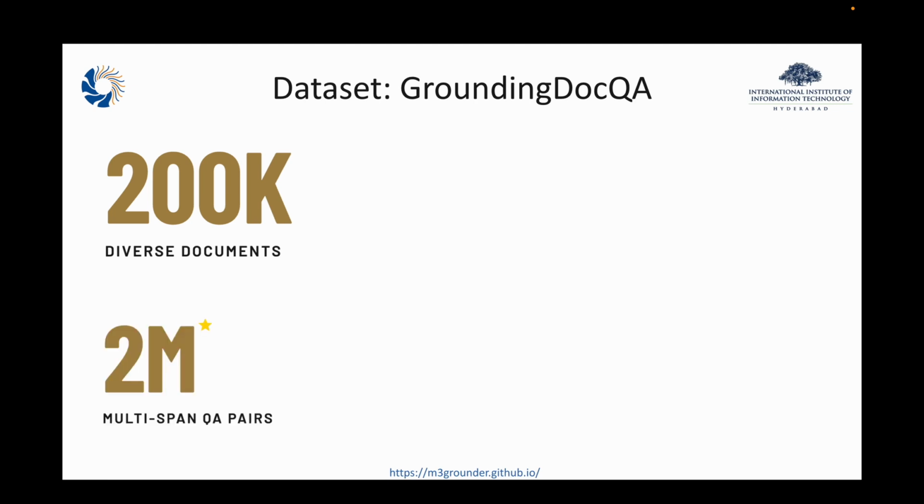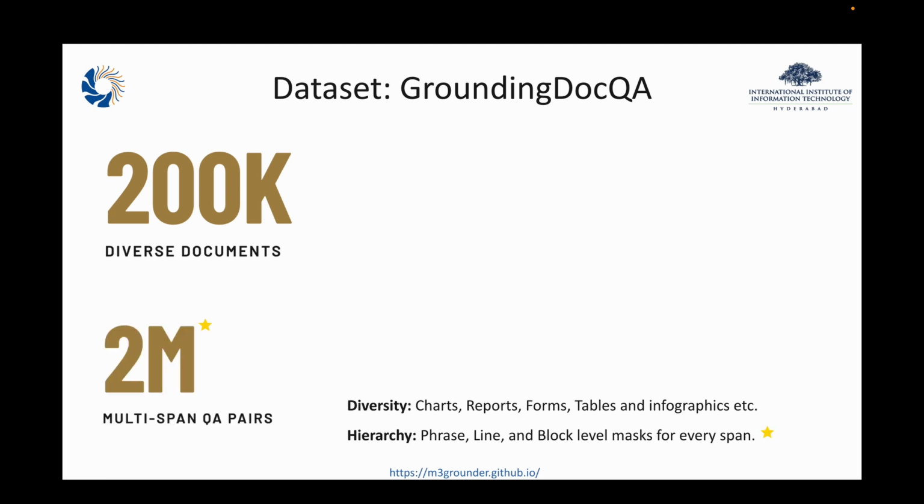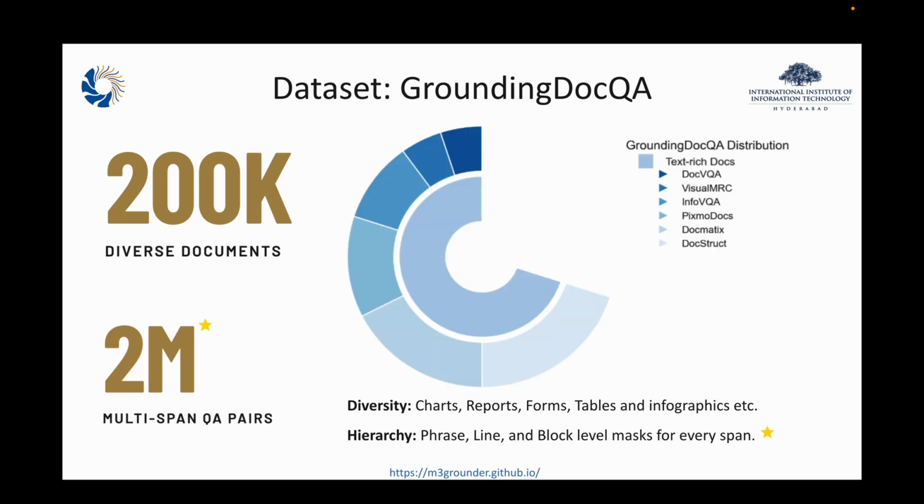The second contribution is the grounding doc-QA dataset, which is a large-scale resource with 200k diverse documents, 2 million multi-span question answer pairs, and diversity in the forms of charts, reports, forms, tables, and infographics. Hierarchy is phrase, line, and block level. The distribution is as follows.